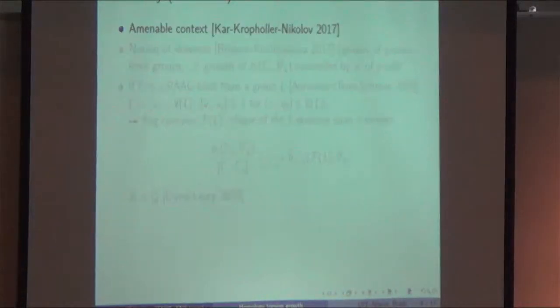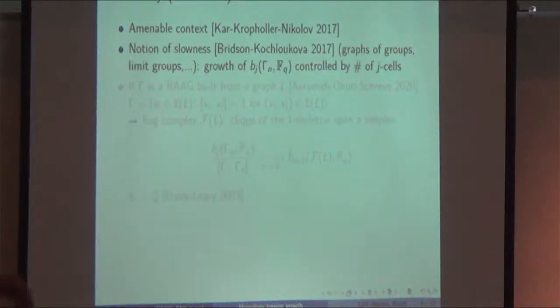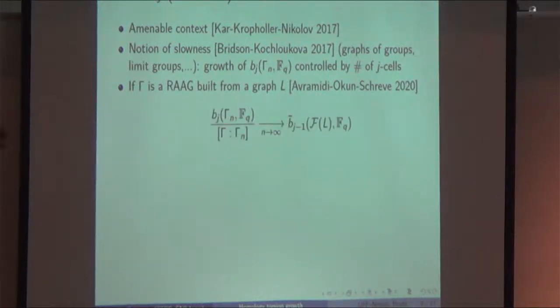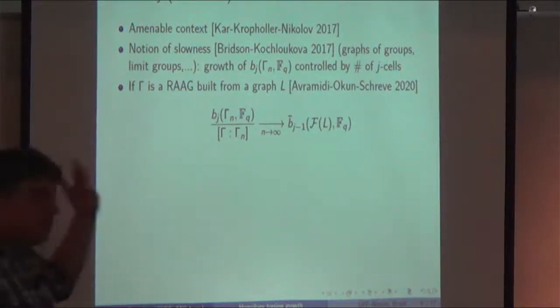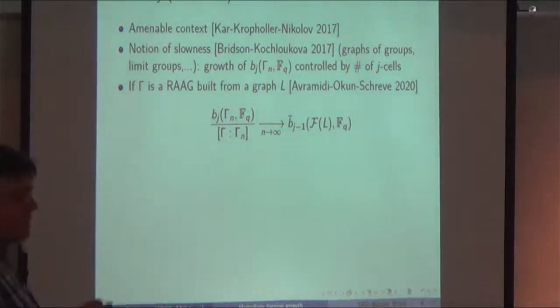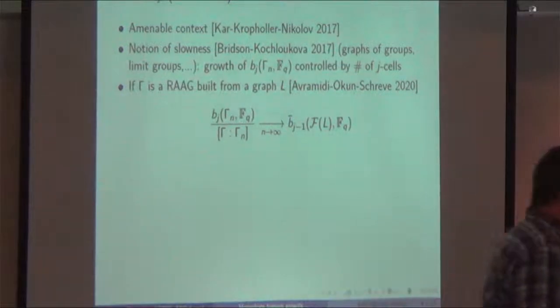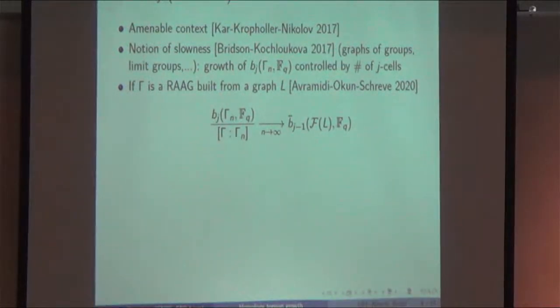Okay, now I'm a bit short on time. So there are some results of that kind in the amenable context. Also, Brighton and Koshlukova introduced a notion of slowness, and they obtained some results of the kind we have for the growth of the Betti numbers with finite fields, for limit groups, for certain graphs of groups. They control the number of cells.